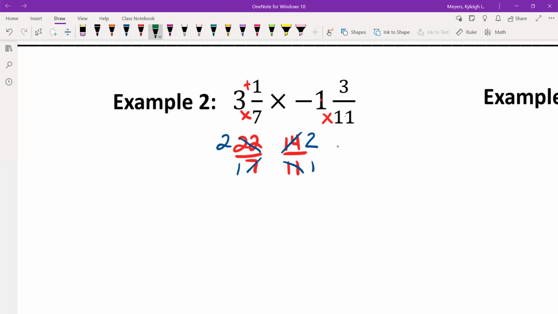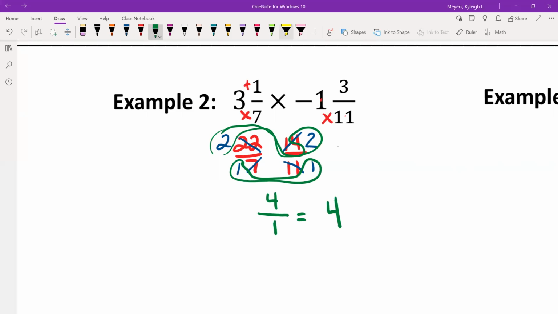And then again, we just multiply straight across. 2 times 2 is 4, and then 1 times 1 is 1. And what's 4 over 1? 4. And now we need to look at the negative signs because we have a positive times a negative. Positive times a negative makes it a -4. That's going to be our answer.